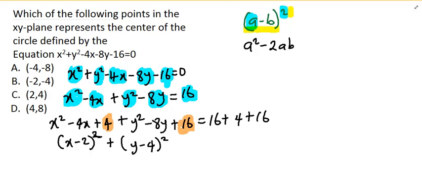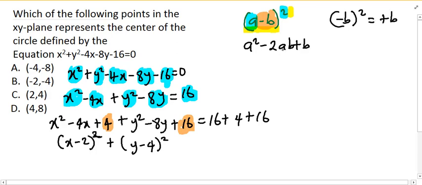Then the last rule says square the last term. So the last term here is what? Negative b. So negative b all squared. When you square a negative number, it gives you what? A positive. That becomes plus b squared. Okay, so let's do it for another number.